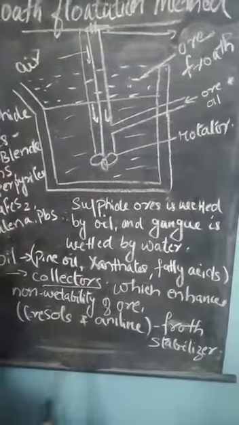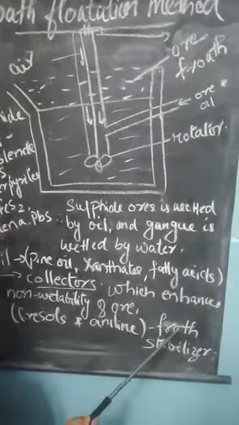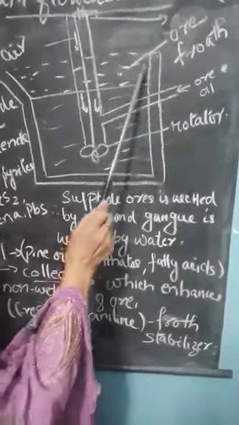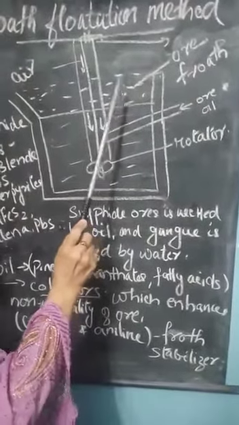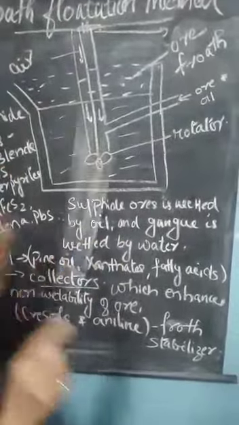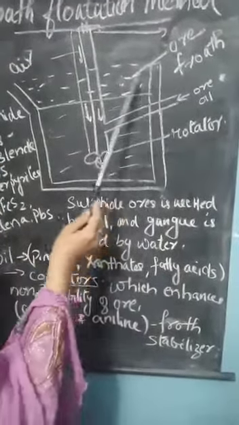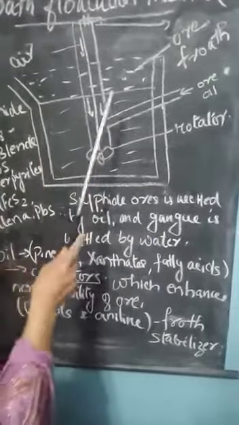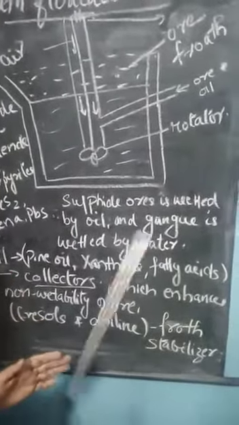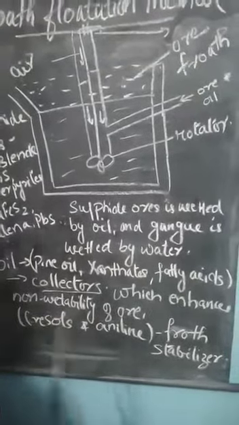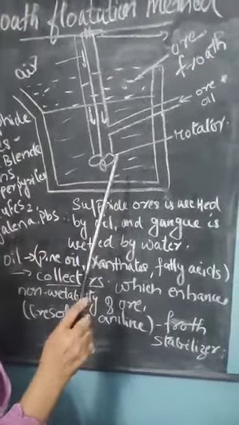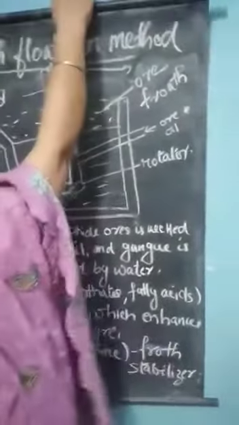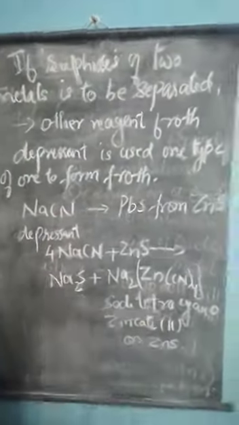And along with that, one more substance like cresol and aniline, which is known as froth stabilizer, is used. Because of the addition of cresol and aniline, the froth which has the sulfide remains in the form of froth for some time. That can easily be removed. It is skimmed off, removed from the tank and taken separately. After some time, its froth form disappears and we get pure ore, from which the impurities have been removed.